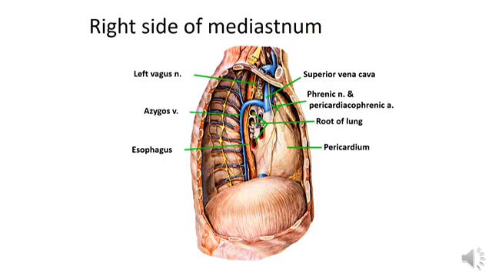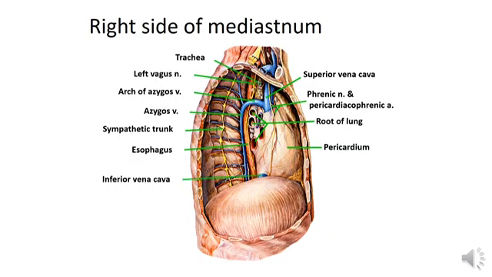This is the azygos vein arching over the root of the lung. This is the sympathetic trunk. And we see here the arch of the azygos vein arching over the root of the right lung. And we can see this is the trachea.